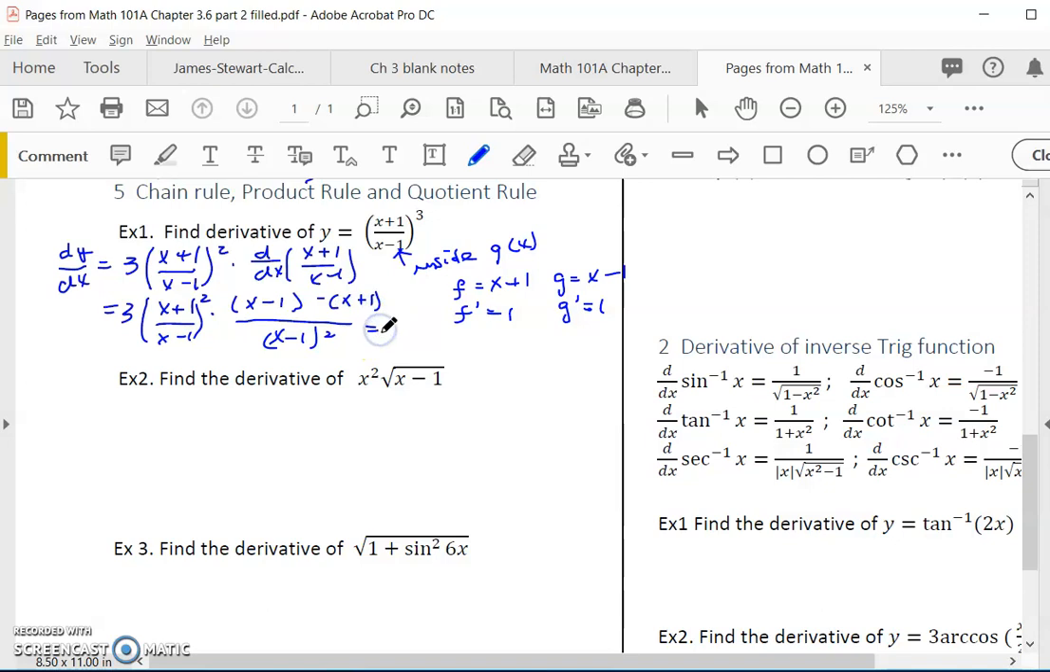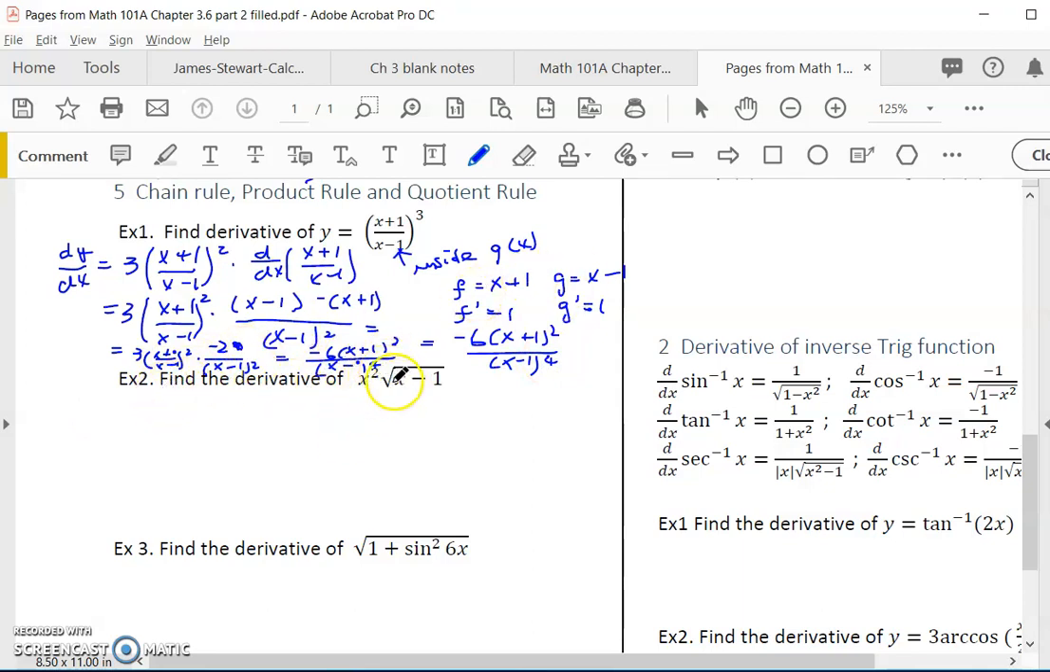If you combine like terms, this particular part would keep x minus 1, x plus 1, over x minus 1 squared, and the x and x cancel, negative 2 over x minus 1 squared. And then you can multiply the negative 2 with the 3. It will be negative 6 times x plus 1 squared over x minus 1 to the 4th. That's the final answer. Negative 6 times x plus 1 squared over x minus 1 to the 4th, because it was 2 here and 2 here. So that's the final answer.